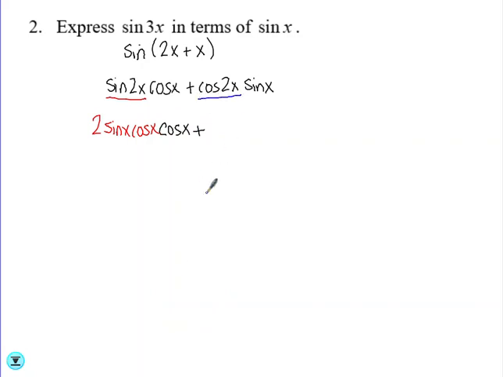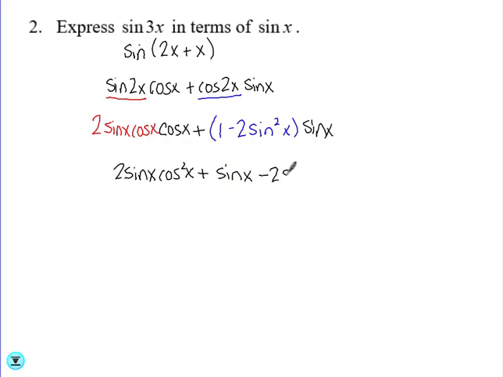And then I know that cosine of 2x, well, I have 3 options. My goal is to only have sine of x in my answer, so I'm going to use the identity that only uses sine. So I'm going to have 1 minus 2 sine squared of x. And I still have a sine of x here. So if I simplify this first term, I have 2 sine of x cosine squared of x. And if I distribute, I have sine of x minus 2 sine cubed of x.